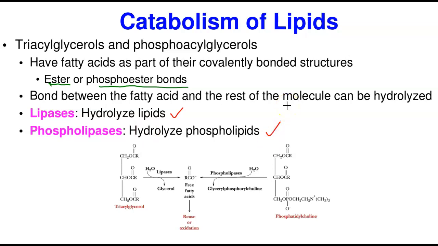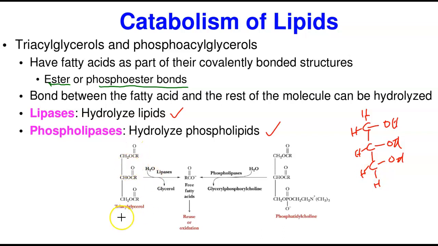So let's see what happens here. Now remember, both of these have glycerol as their main backbone. So whichever one, each of them will also give rise to glycerol. And of course, glycerol can continue to glycolysis. So look at what happens here.